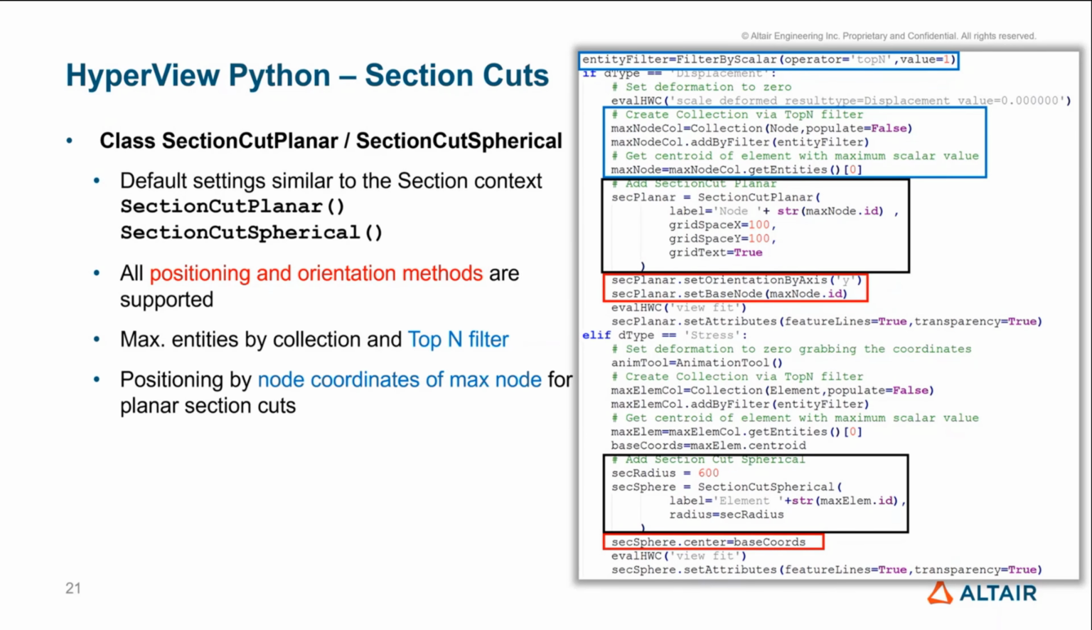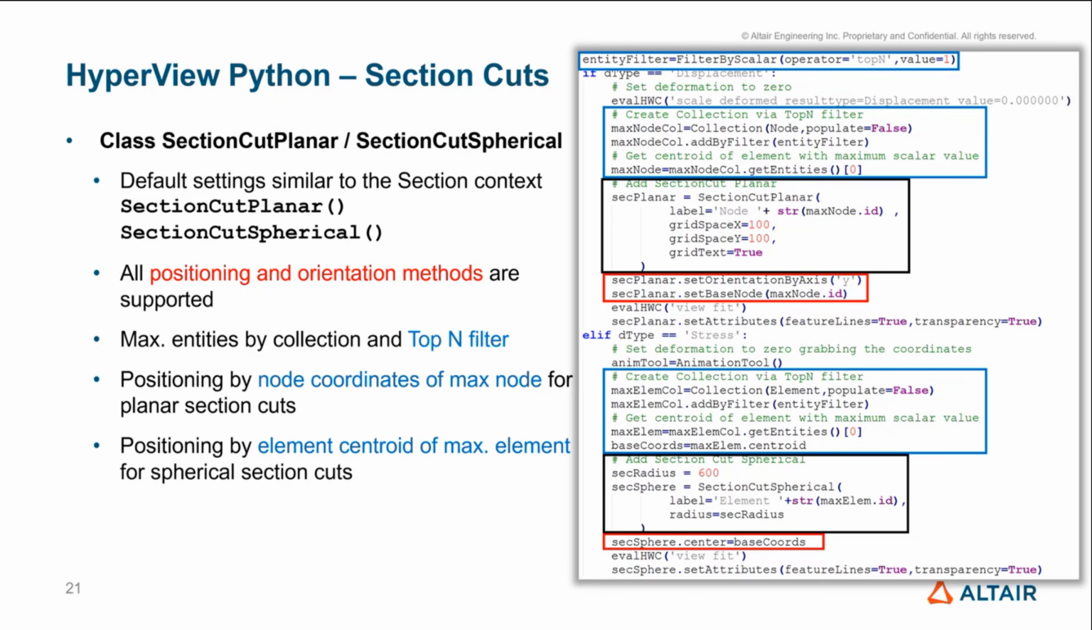Then for the coordinates of the max node, I create a node filter, use a node collection, use the entity filter, and then get the first element, the max node, and then I use the ID from this entity to position my section. And for the sphere, I use the centroid of the element with the max. So again, I use the same filter, make an element collection, get the first one, and then ask the max element for the centroid and use it for base coordinates.